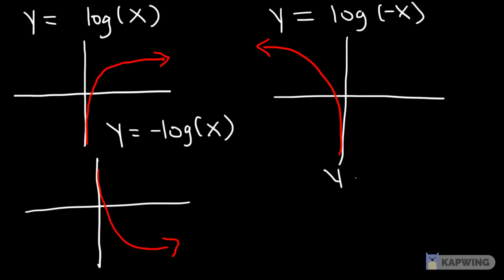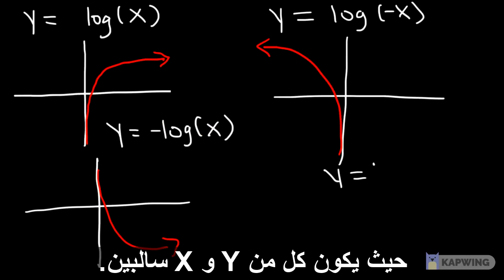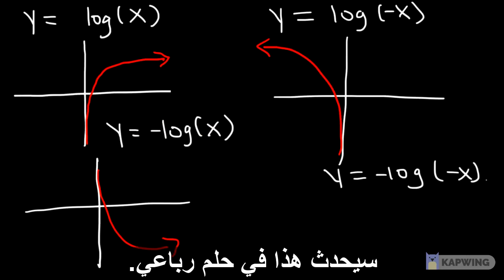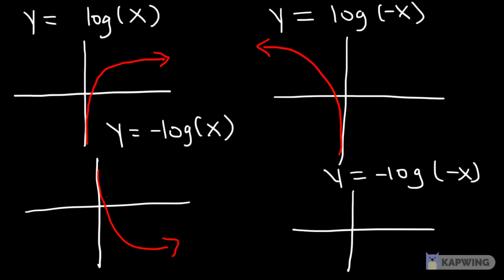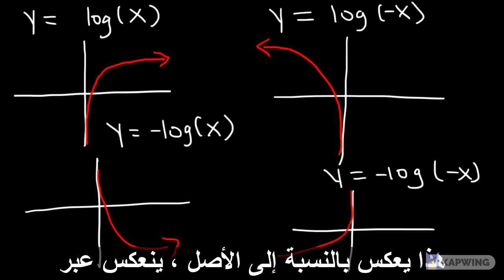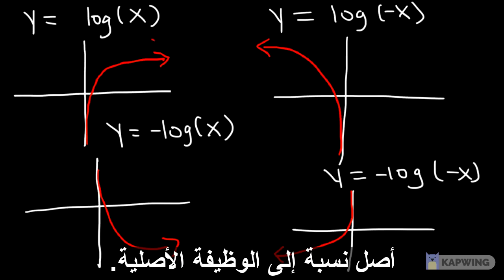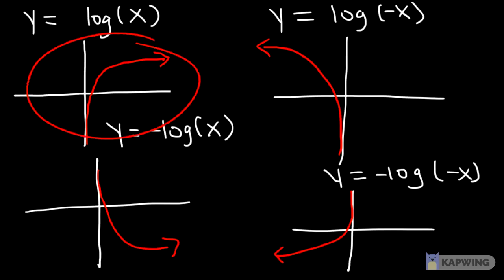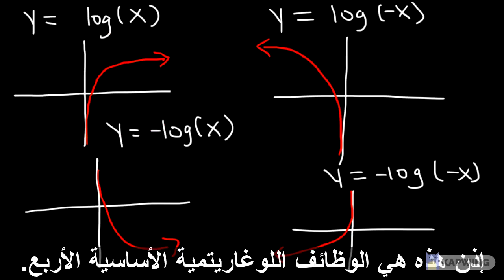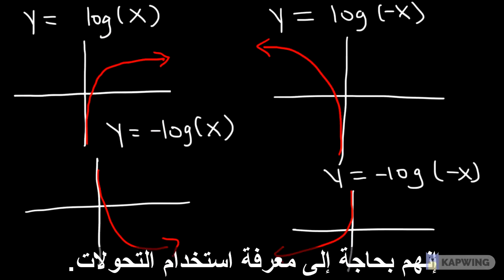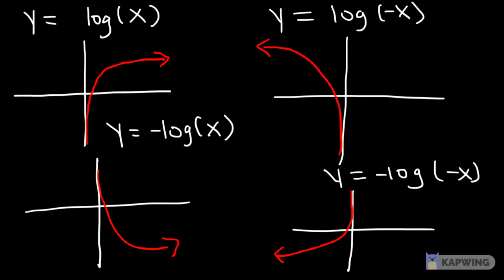And the last one, where y and x are both negative, this is going to occur in quadrant 3. So this reflects relative to the origin. It reflects across the origin relative to the original function. So those are the four basic logarithmic functions that you need to know, using transformations, of course.